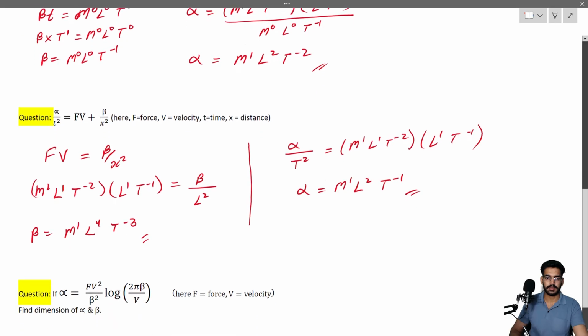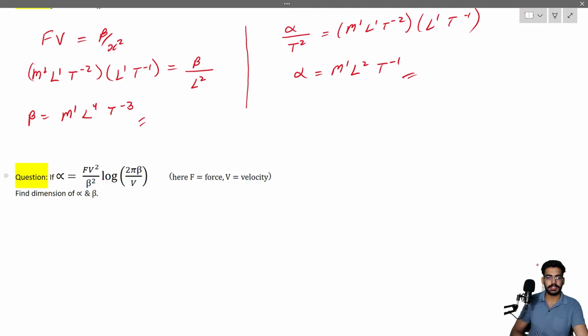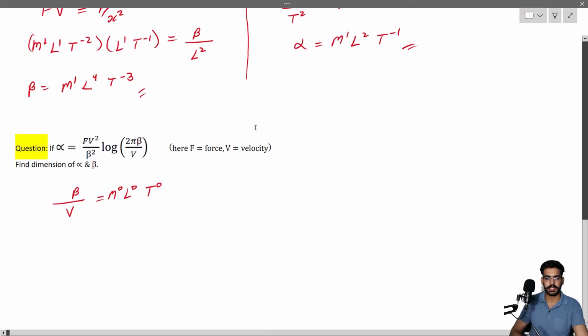Okay, now let's see one more question. What is given here? Alpha is equal to f v square by beta square log of 2 pi beta by v. So we know whatever quantity is inside the log is dimensionless, right? So I know 2 pi beta divided by v is equal to m0 l0 t0. Now 2 pi is a constant value, so I can just eliminate that, no use of that. This is just a constant. We are comparing the dimensional quantities only.